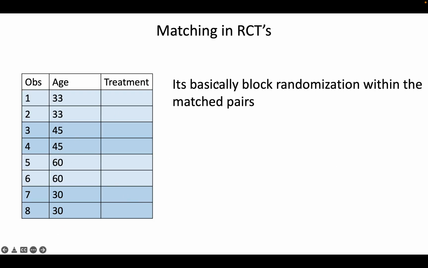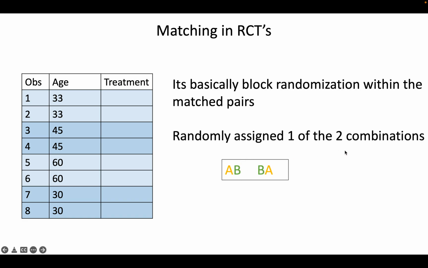Matching in randomized control trials is basically block randomization within matched pairs. I did a video on block randomization that might be helpful to look at. So we have these groups, shaded in slightly different colors of blue, these matched pairs, where within each matched pair we have people that are the same age. Let's say we have 2 treatments, A and B, and there are 2 ways to organize that combination, AB or BA. It gets more complicated when there are 4, but we randomly assign each pair AB or BA. Within each pair, someone who's 33 gets sent to treatment A, and someone who's 33 gets sent to treatment B, and so on. That way the age distribution ends up the same in the 2 treatments.